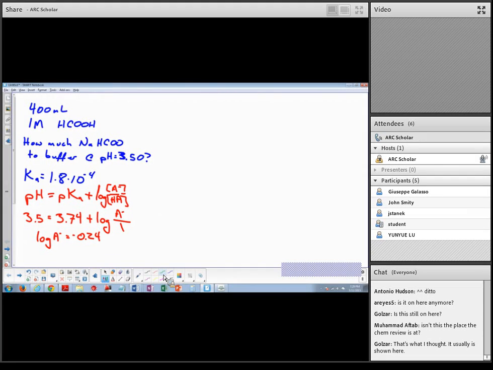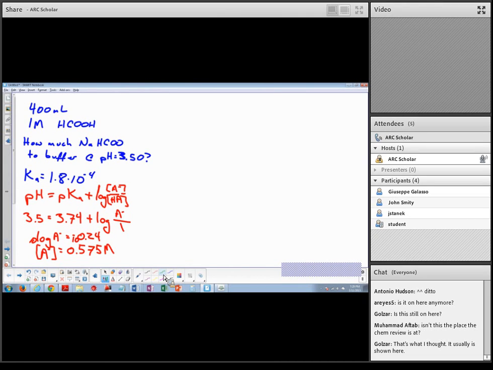Okay, so therefore, A minus concentration, 10 to both sides, I end up with 0.575 molar. So that's my concentration of the sodium formate, the NaHCOO.